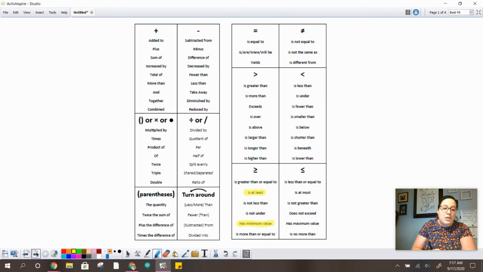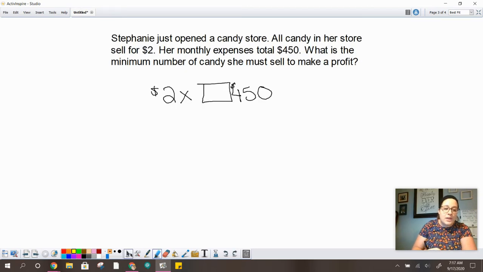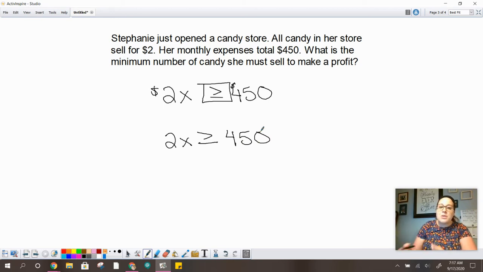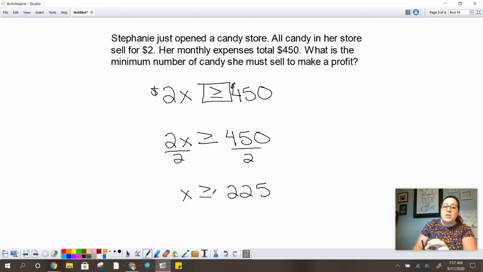So I'm going to go back to the problem and write the greater than or equal to. So we want at least this amount. And then we would solve this one because it says what's the minimum number of candies she wants to sell to make that profit. When we solve this, we're going to divide both sides by 2 because it's a one-step inequality. And then I have x is greater than or equal to 225. So that's x is greater than or equal to 225 pieces of candy.